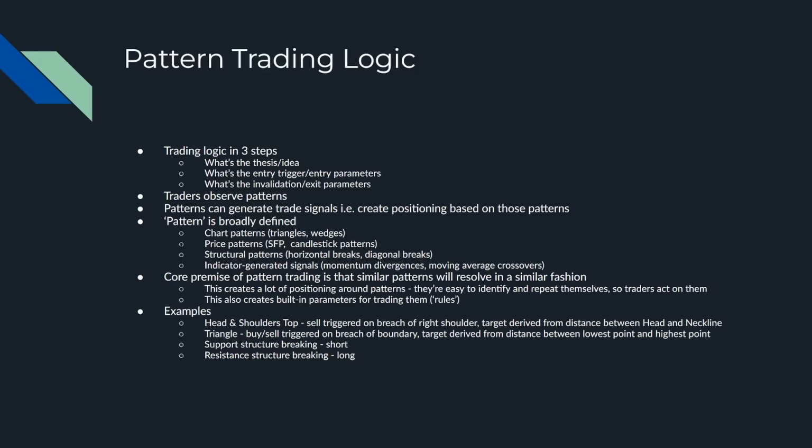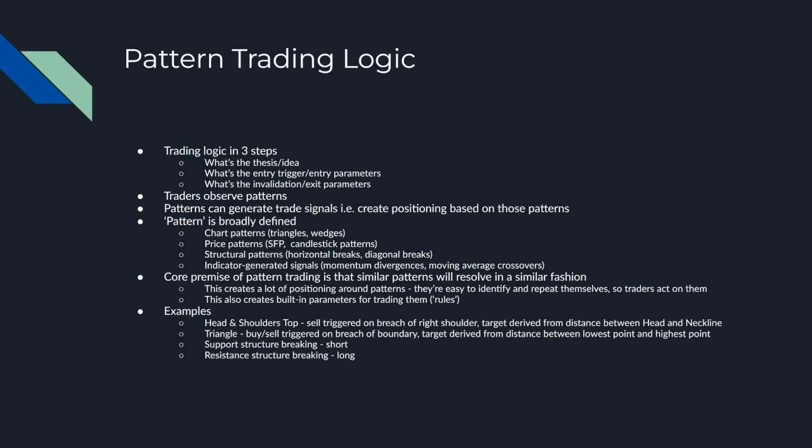Now, as mentioned, pattern is broadly defined. You have chart patterns, which is your usual TA: triangles, wedges, whatever else. You have price patterns: your swing failure patterns, specific candlestick structures, whatever it may be. You have structural patterns, again fairly TA oriented to nobody's surprise, but these are horizontal breaks, diagonal breaks, and shifts in structure. And then also you have indicator-generated signals: your momentum divergences, your moving average crossovers, and whatever else you may use. Even on-chain stuff is valid here.